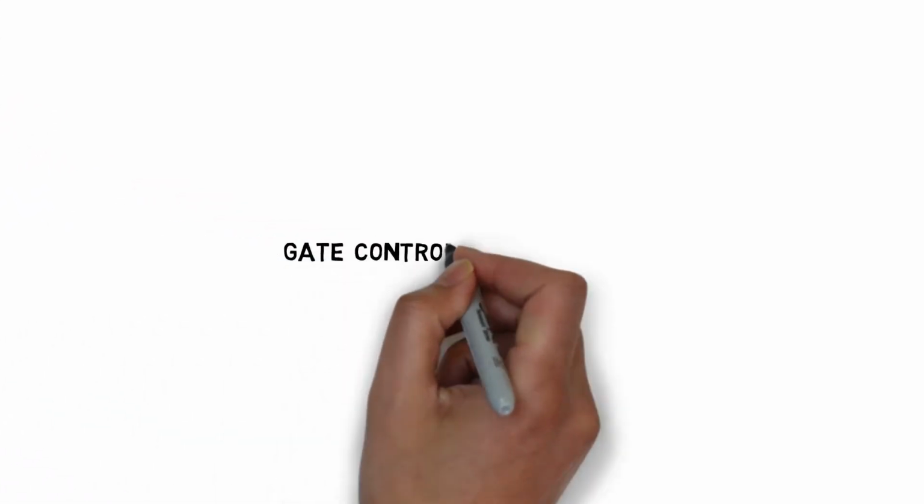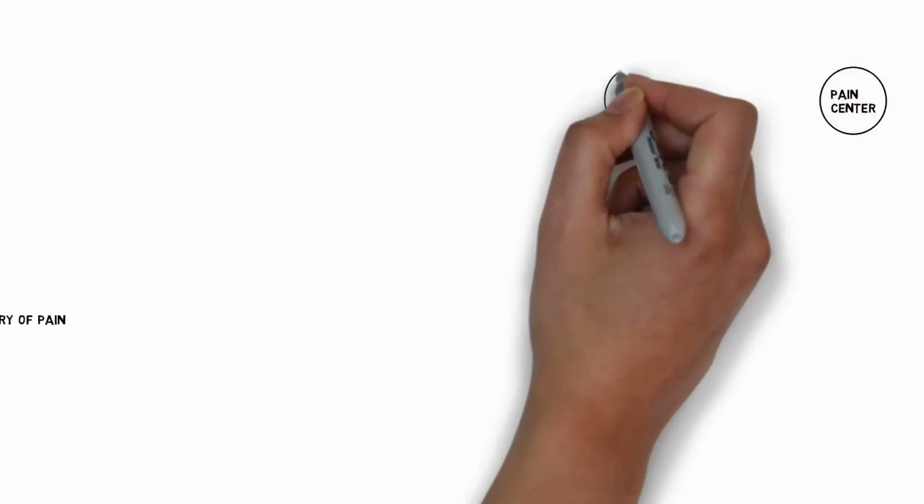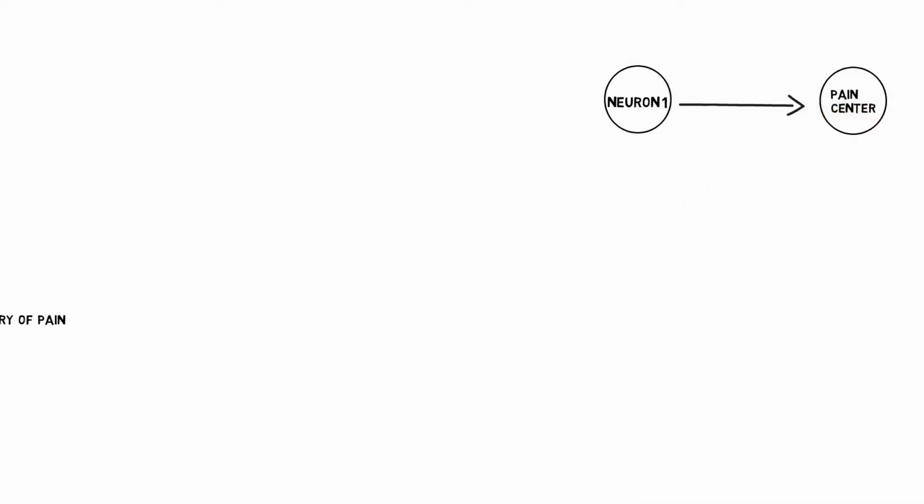This video is on the gate control theory of pain. We need to understand how the nerve input works to be able to understand the gate control theory. Let's start with the pain center. If a neuron sends an excitatory signal to the center, it will trigger a pain sensation.